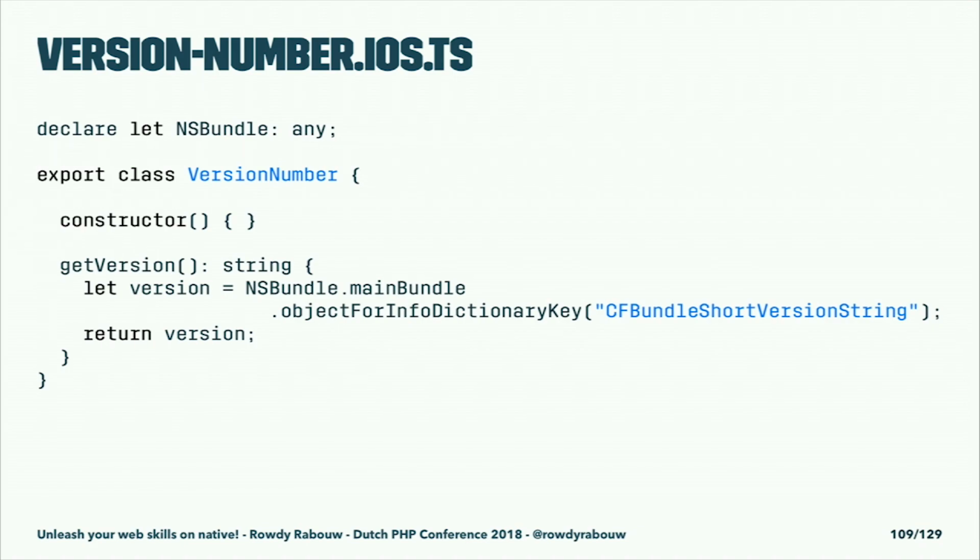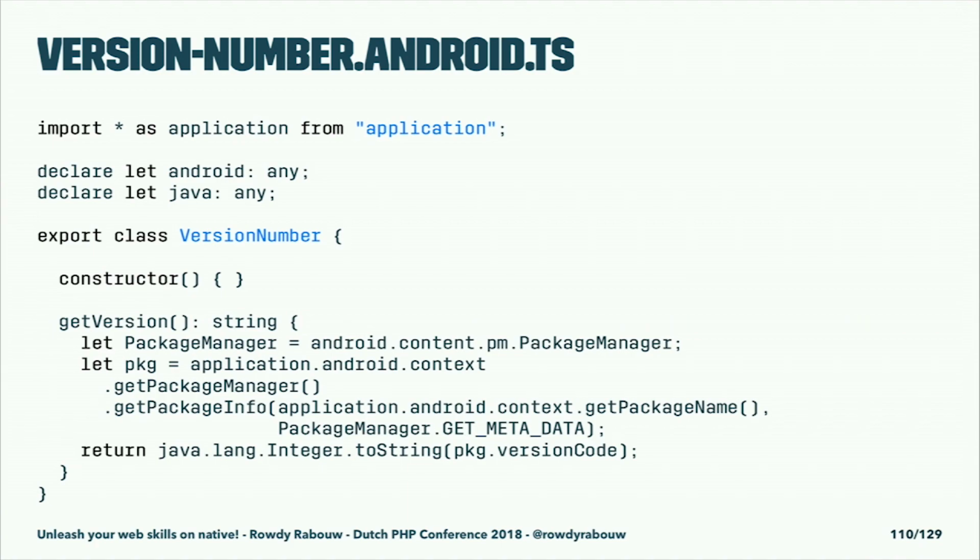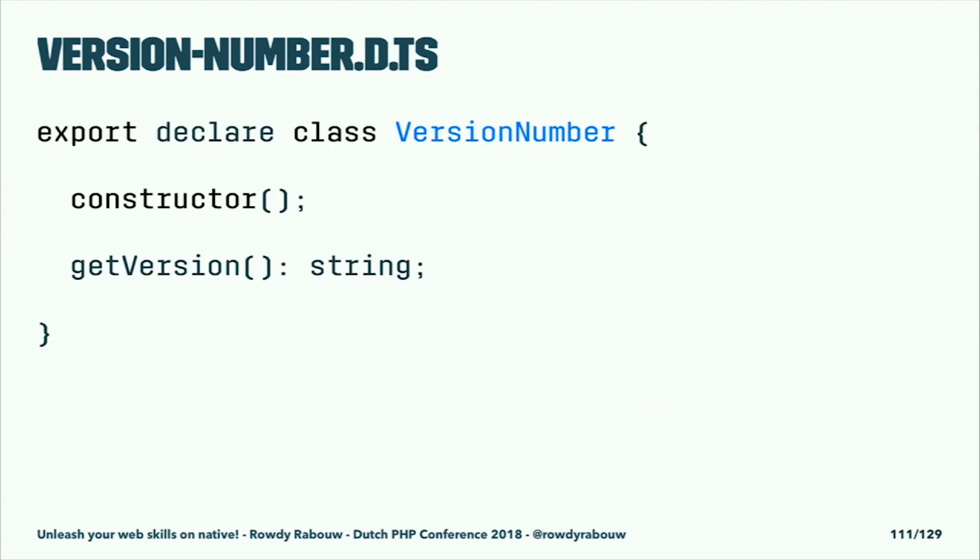So in the iOS one, I create a class called version number, and if I run get version, it will do some iOS Objective-C magic. The Android one is a little bit more complicated, but essentially is running Java commands to get the version number. And in the end, I have a definition file, just say get version. And that will redirect to the appropriate iOS or Android version.